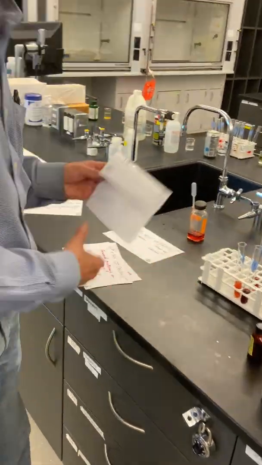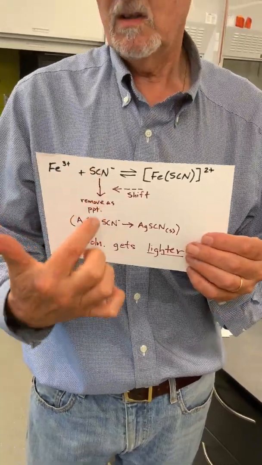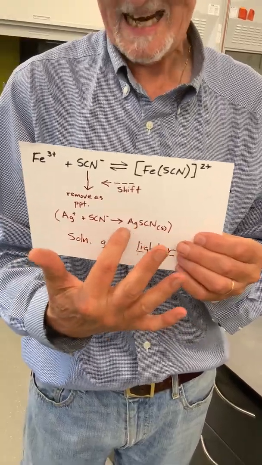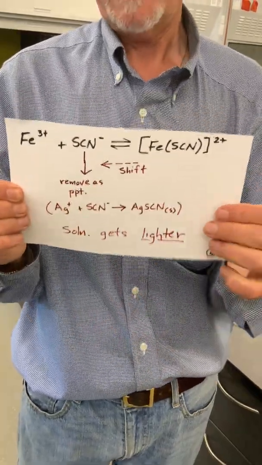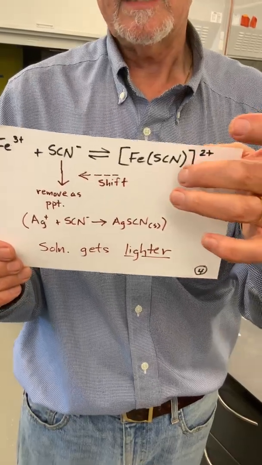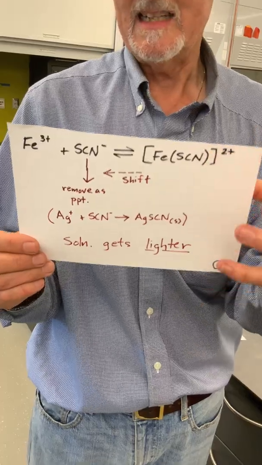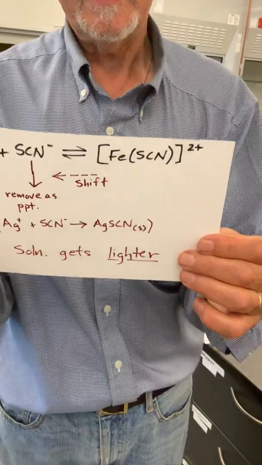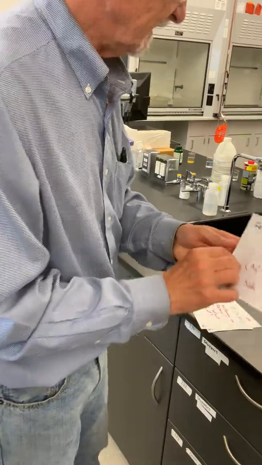Consistent, again, with Le Chatelier's principle, which holds that the removal of reactant, in this case by sequestering it as a solid, causes the equilibrium to shift back towards the reactants, which again in our case means the solution gets lighter as the abundance of the iron thiocyanate complex ion decreased as a result of the removal of the thiocyanate ions via a side reaction. So again, consistent with Le Chatelier's principle.